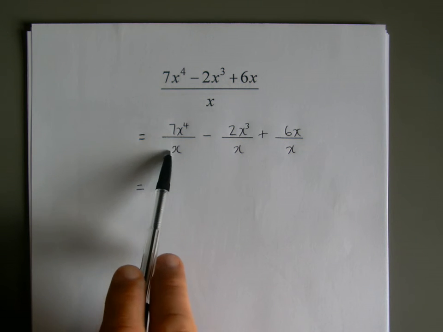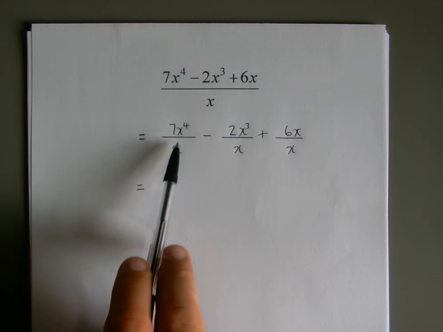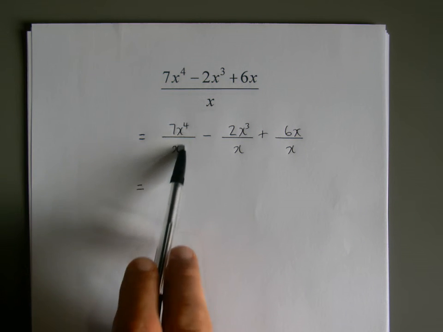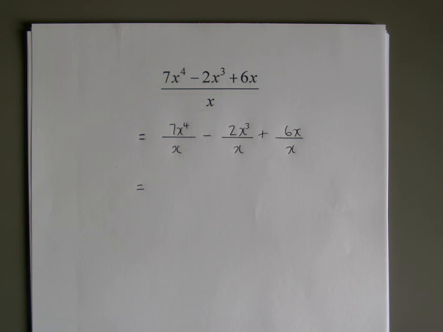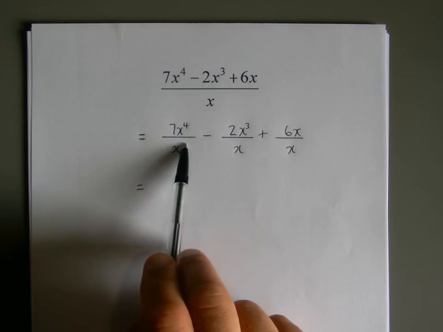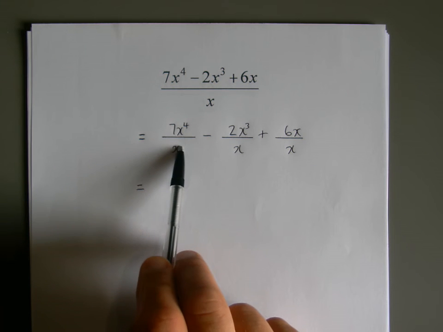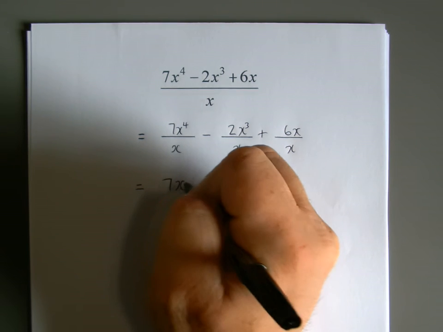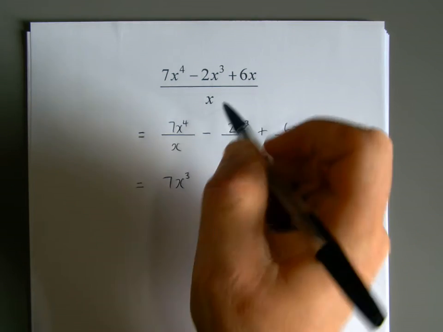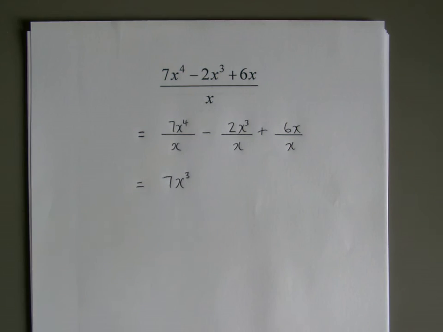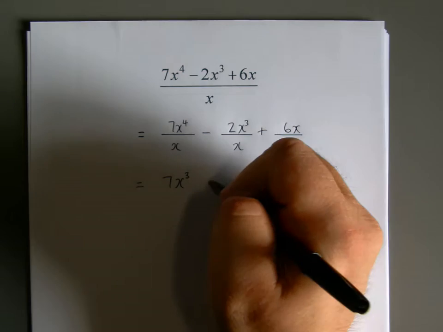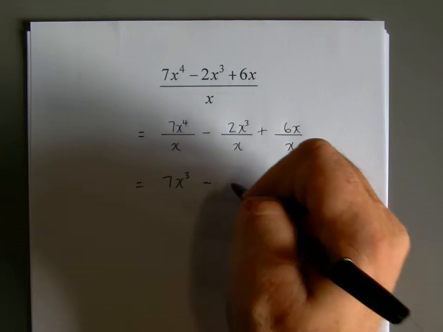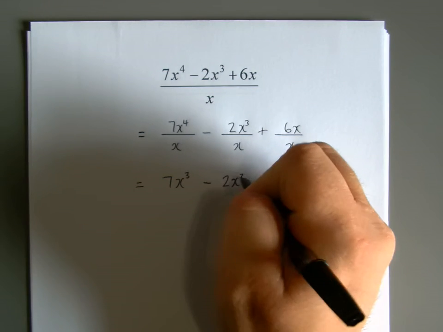Rules of indices. It's really simple, isn't it? Because that's like x to the power 4, and that's like x to the power 1. So when you're dividing, do you remember, with rules of indices, you take away the power, don't you? So 4 take away 1, which is 1, is 3. So this becomes 7x to the power 3, taking away the powers. Same here. Now let's write that minus first. That's the power 1, yeah? So 3 take away 1 is 2. So it'll be 2x to the power 2.